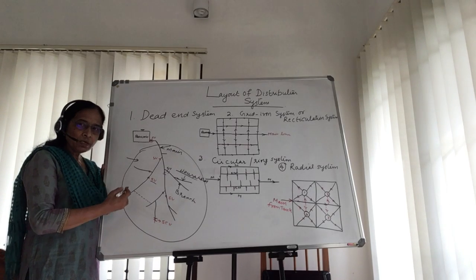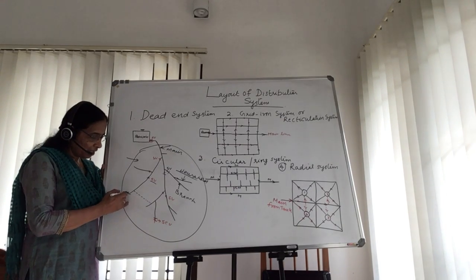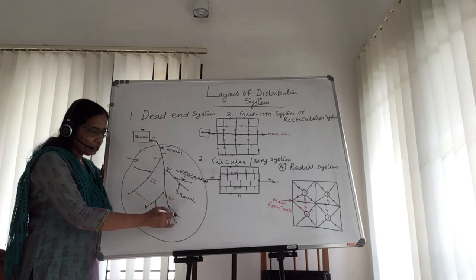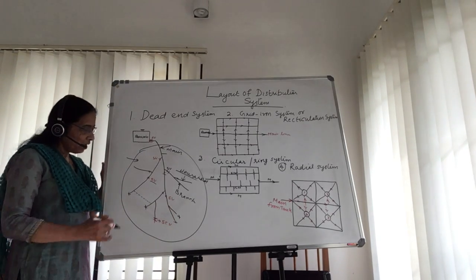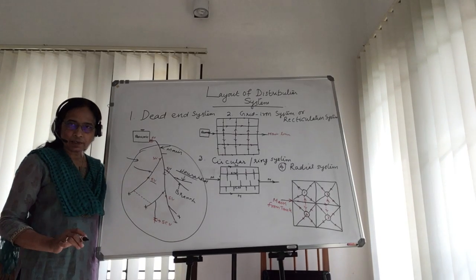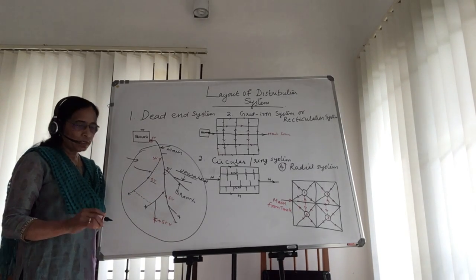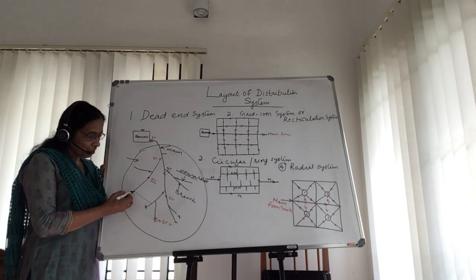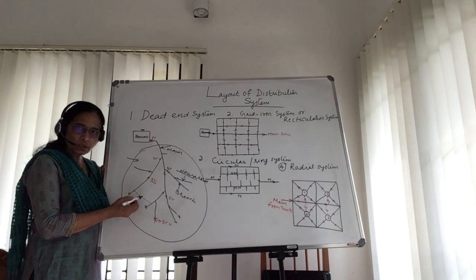And then here, as we mentioned, the end of the line is dead. That means there is no further flow. And these lines are not interconnected at the end. It is not interconnected. But here I have shown a dotted line.